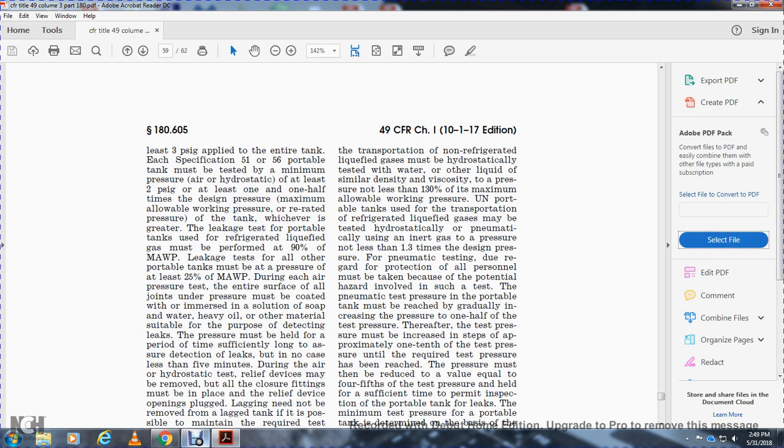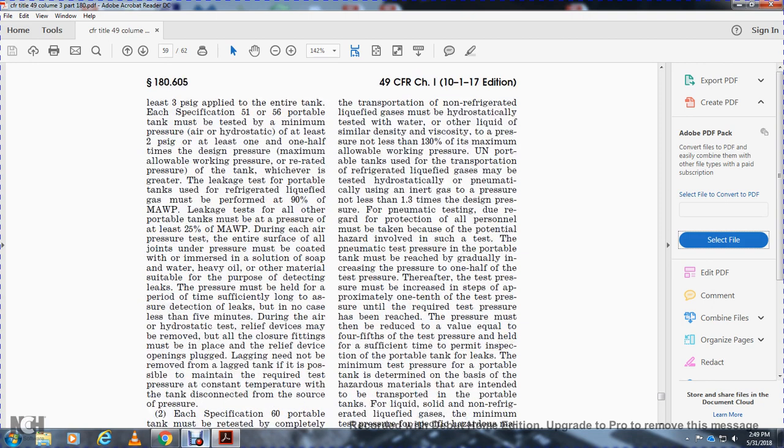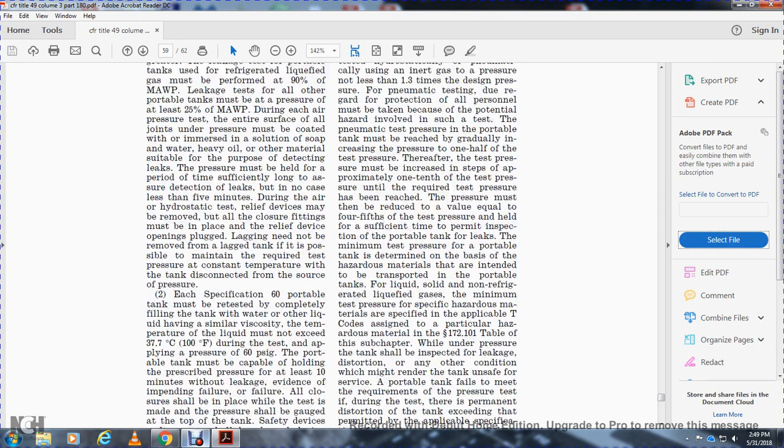During the air or hydrostatic test, the relief device may be removed, but all closure fittings must be in place with the relief device opening plugged. The leakage lagging need not be removed. If it is not possible to maintain the required test pressure at constant temperature, disconnect the tank from the source of pressure.